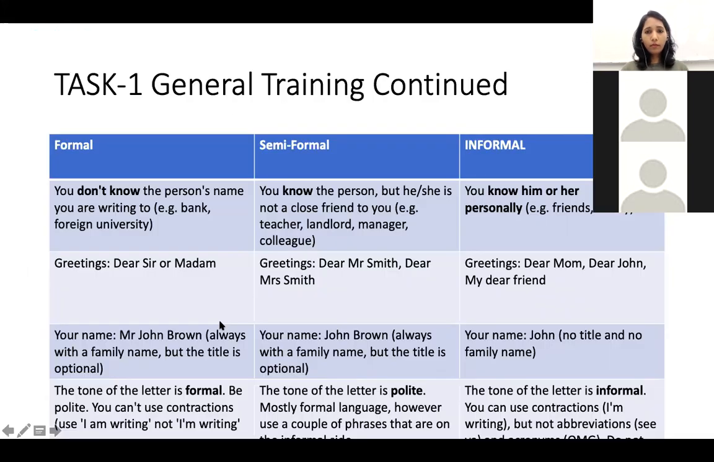When it's informal, you can write... I didn't understand. When you say name, do you mean your name? Like when it's informal, do we have to write the name of the friend? Yeah, you think about a name and you can write it. Okay, we can write.